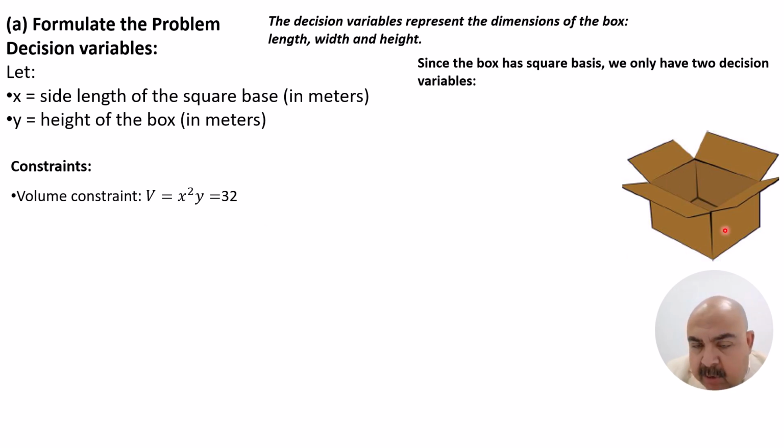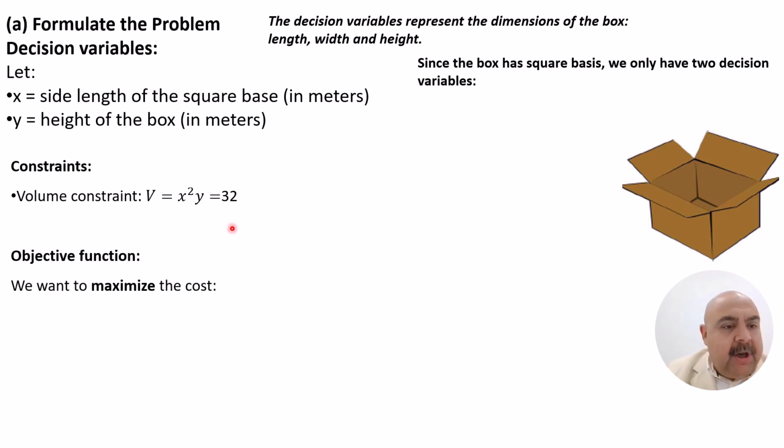Of course, the volume of a box is equal to the area of its base times the height. So the area is x times x, because it's a square, times the height, which is y. This must be satisfied. Okay, perfect.